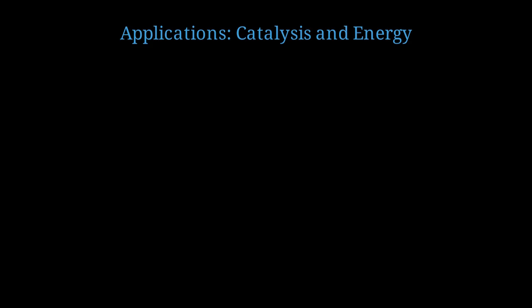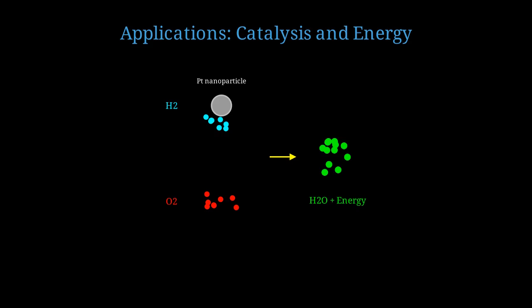First, catalysis and energy conversion, areas where nanoparticles truly shine. Consider platinum nanoparticles in fuel cells. The high surface area means more active sites for hydrogen oxidation and oxygen reduction. A 3 nanometer platinum nanoparticle has 40% of its atoms at the surface, all potential catalytic sites.